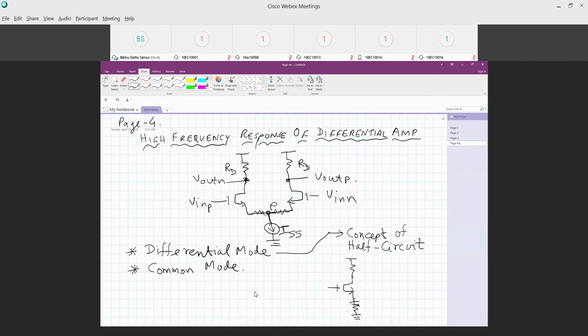Okay, now for the common mode part of the circuitry, differential mode is analyzed by using the concept of half circuit, and the circuit therefore boils down to either a common source or common source with source degeneration.